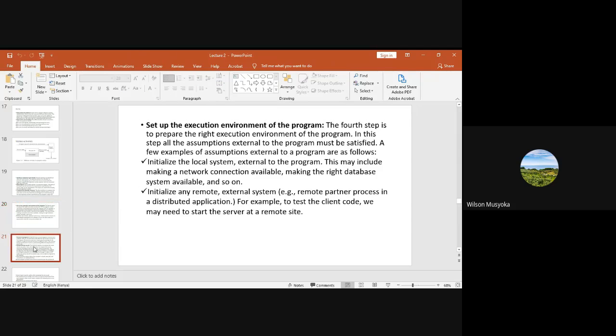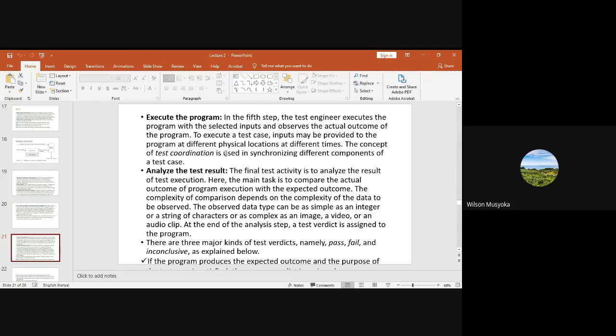Once you have set up the environment, the next stage is to execute the program. You actually execute the program, and here it is the test engineer who is executing the program with the selected inputs, and then you observe the actual outcome of the program. So to execute the test case, inputs may be provided to the program at different physical locations at different times. So that is where the concept of test coordination comes in, so that you can have what we call synchronization. Talking about synchronization is looking at how the system is performing in those different test environments.